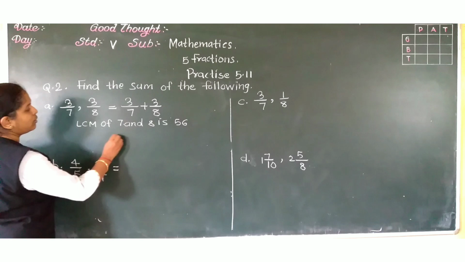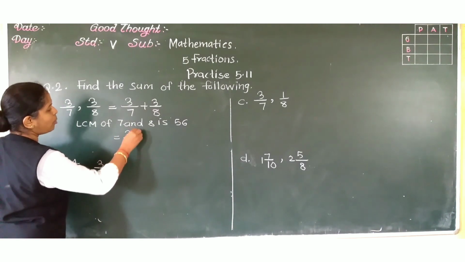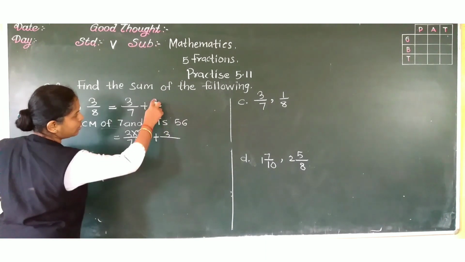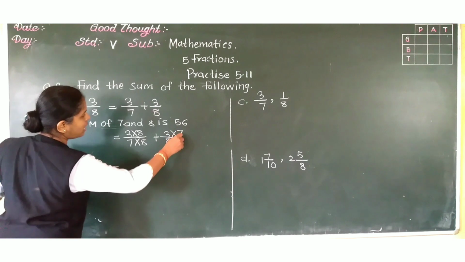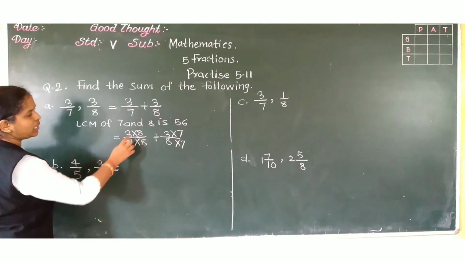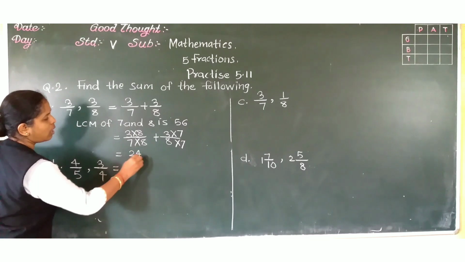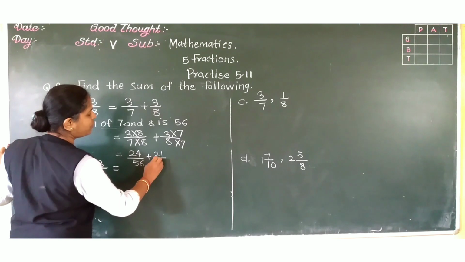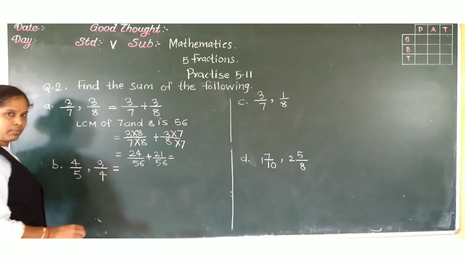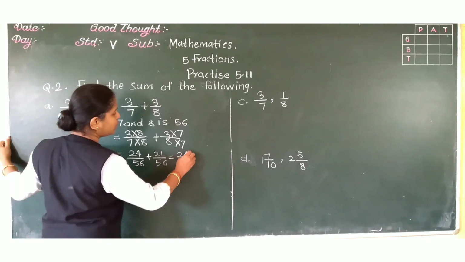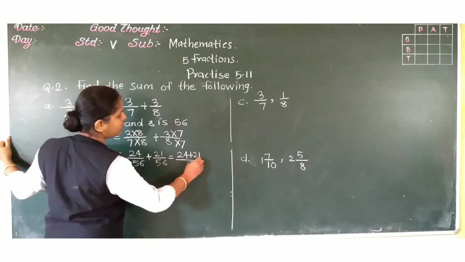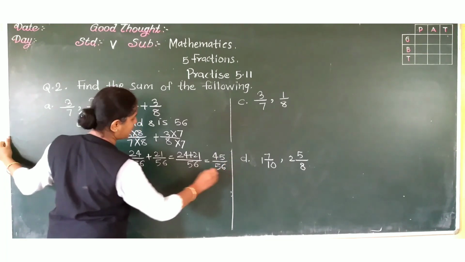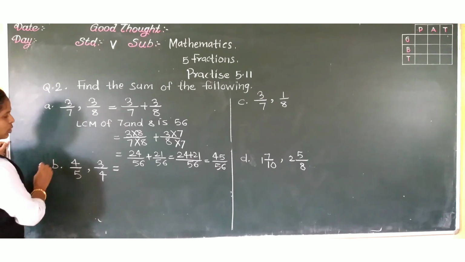Then what we have to do? We have to multiply 3 upon 7 by 8 to get denominator 56, and this fraction we have to multiply by 7. Okay. So what will be the 8 3s are 24 upon 56 plus 7 3s are 21 upon 56. Now look at the denominators. Are they same? So what we will do? Add only numerators. Okay. Denominator write common as it is. So what is the answer? 45 upon 56.